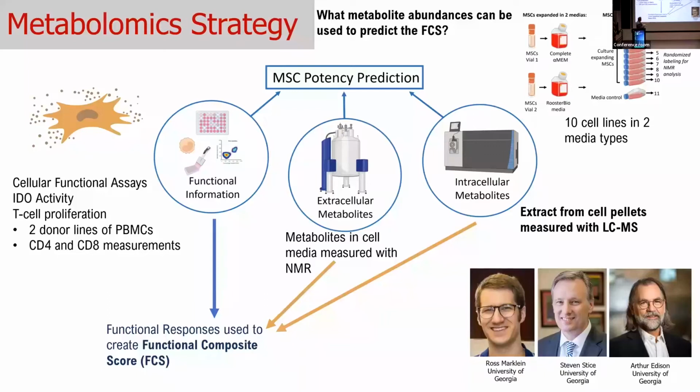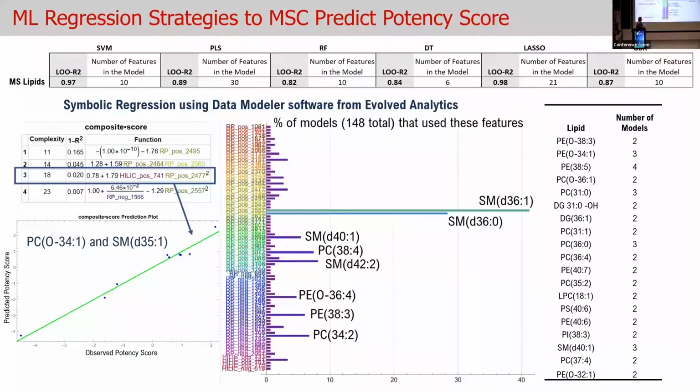Those are typically T-cell assays, and there's another assay that is called the IDO assay, and those are the ways that potency is measured right now. So just to quickly show you some results. The good news is that we can definitely build machine learning models to predict potency. This works surprisingly well. We can definitely predict potency by measuring the intra and extracellular metabolites and lipids.